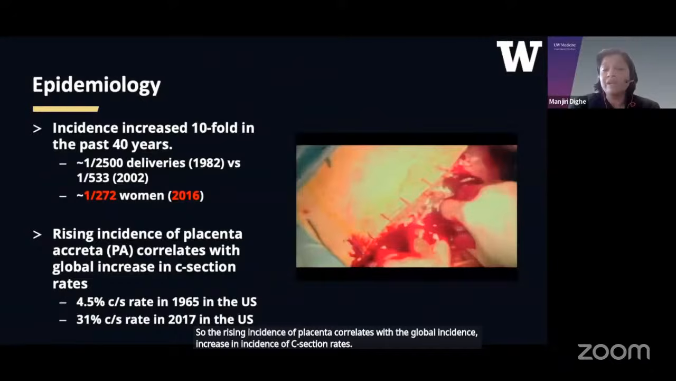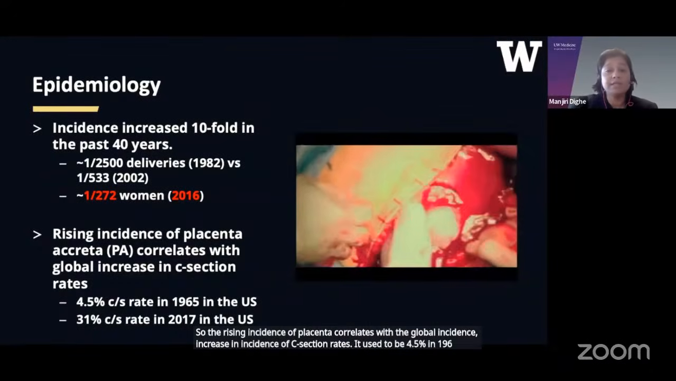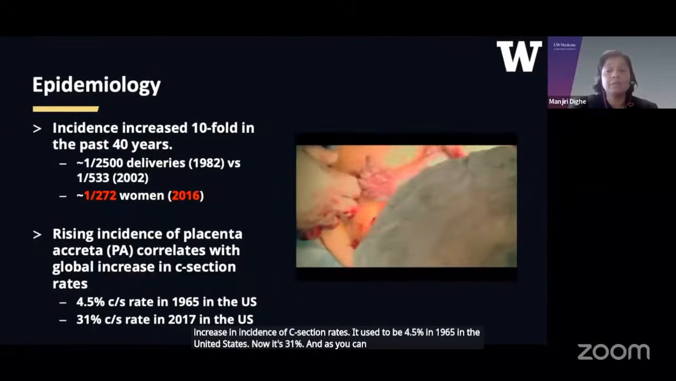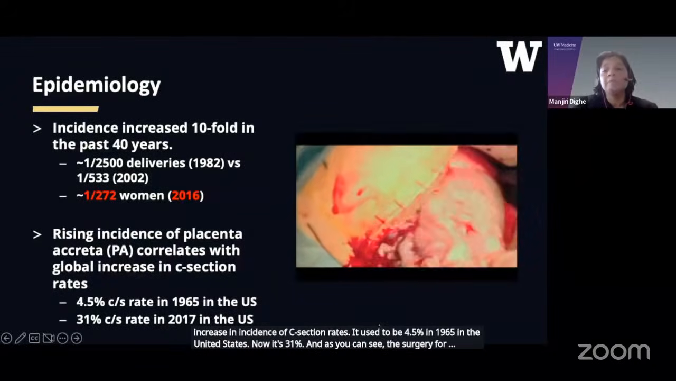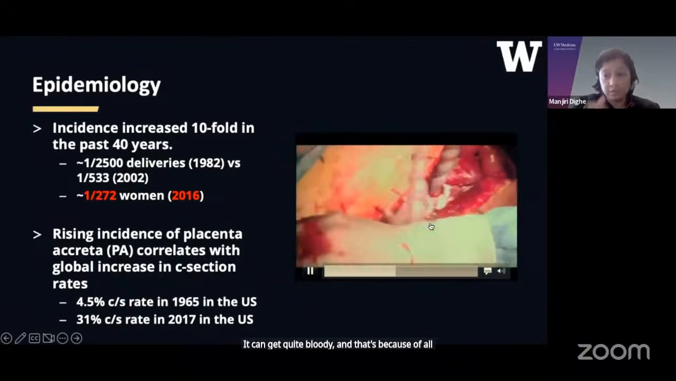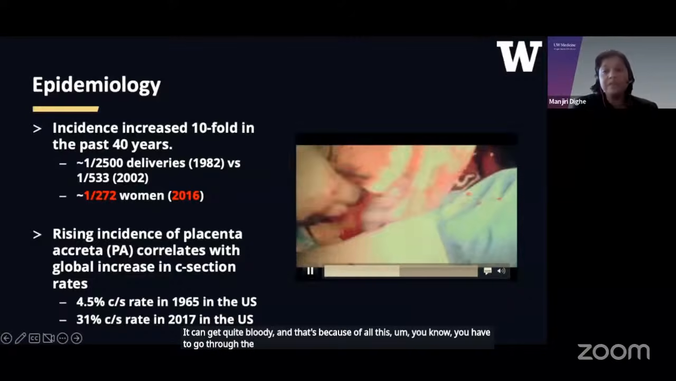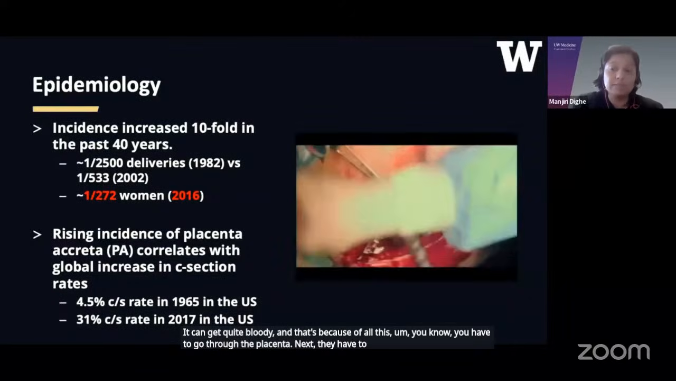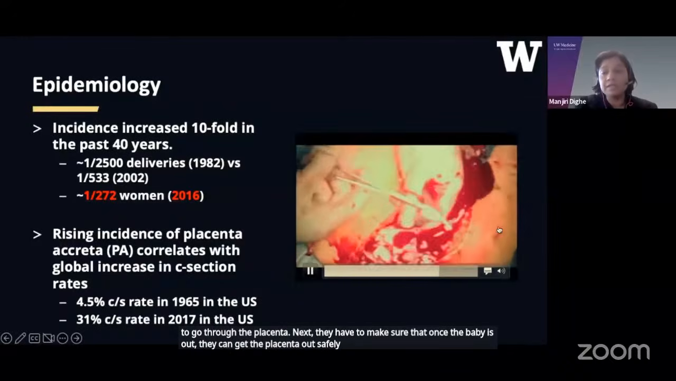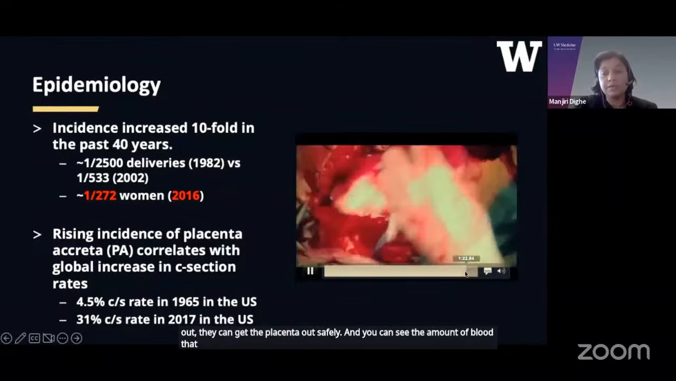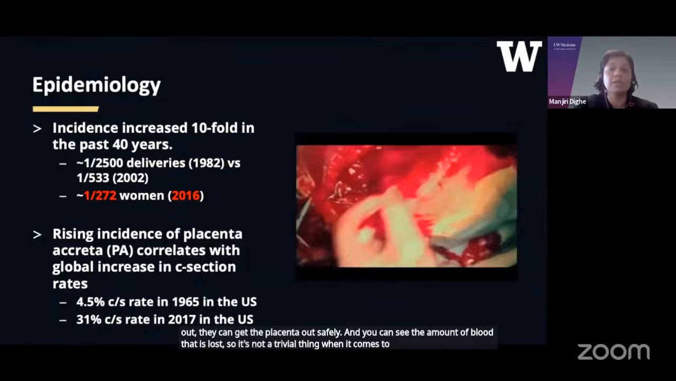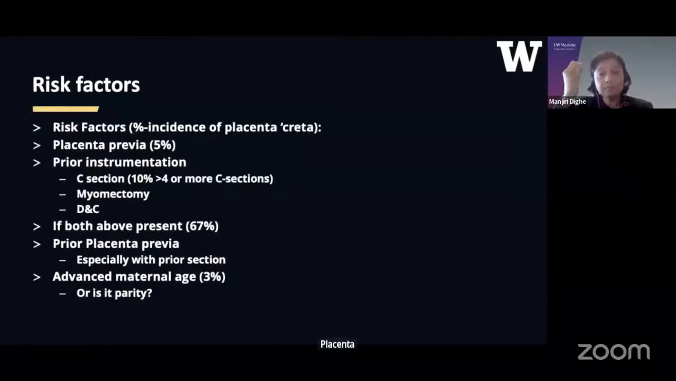It used to be 4.5% in 1965 in the United States. Now it's 31%. And as you can see, the surgery for placenta accreta spectrum can get quite bloody. Because of all this, you have to go through the placenta. Next, they have to make sure that once the baby is out, they can get the placenta out safely. And you can see the amount of blood that is lost. So it's not a trivial thing when it comes to surgery in placenta accreta spectrum.